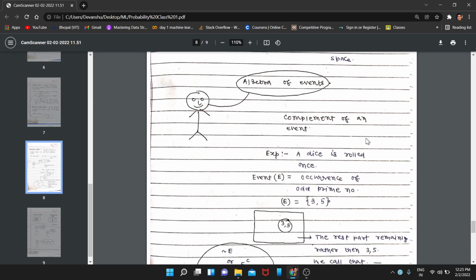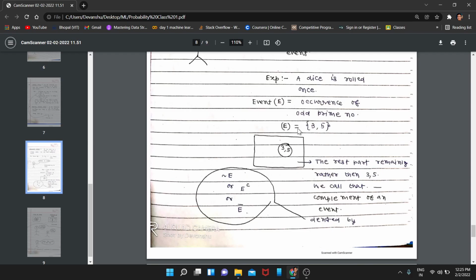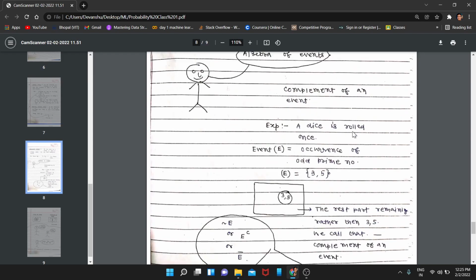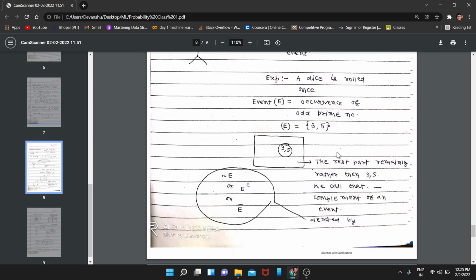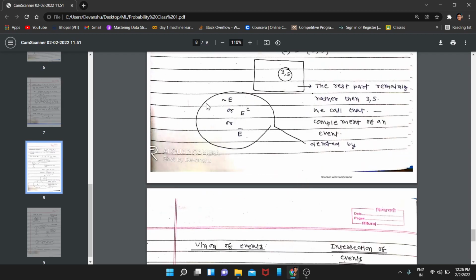So if you understand with the diagram, then the rest of all the elements excluding 3 and 5 are called the complement of an event. The rest part remaining rather than 3 comma 5, if you exclude 3 comma 5, then the rest of the part which you will get in this diagram, you will be calling that the complement of an event, that is denoted by not E, complement of E, bar E.